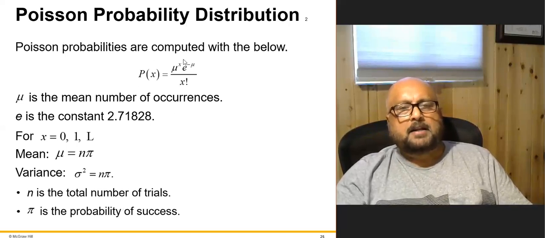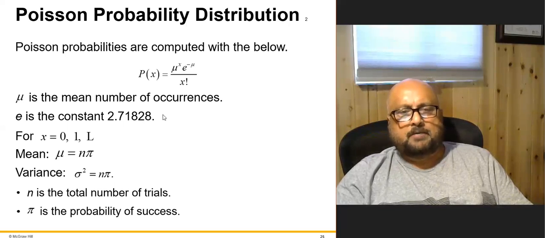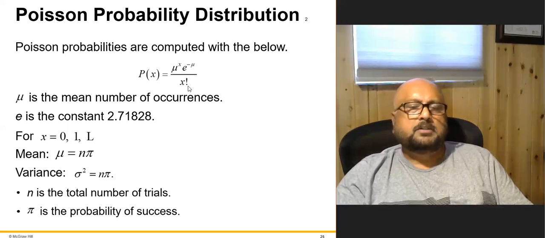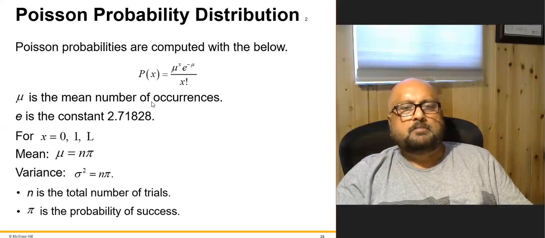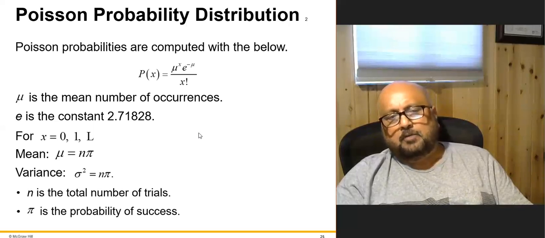So the formula for that is this formula here: P(x) is equal to mu to the power x, times e to the power minus mu, divided by x factorial. e is a constant value, 2.71828. x is a random variable. Mu is a mean value. e is given to us, it is fixed, and x can take any value like 0, 1, 2, 3, 4, 5, and so on.